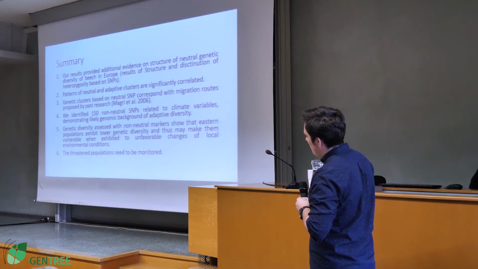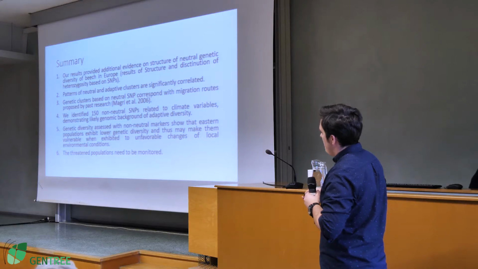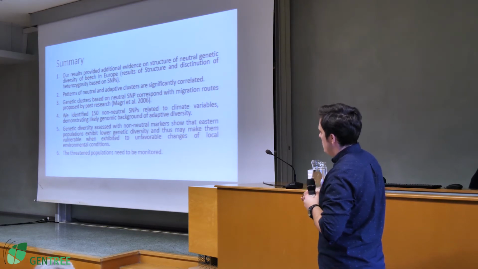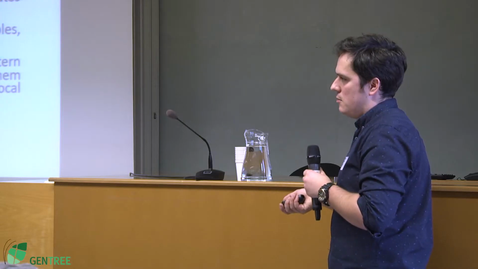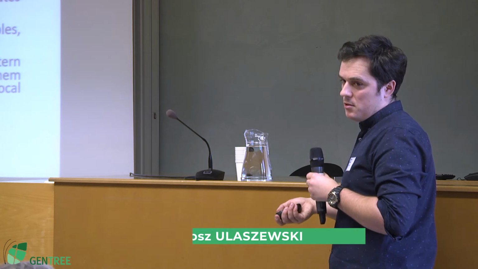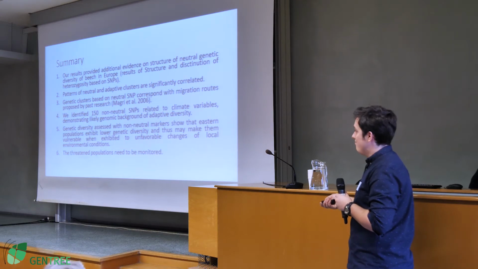Okay, so quick summary. Our results provide additional evidence to previous studies about the structure of the species and about the genetic diversity of the species. We have identified 150 non-neutral SNPs, which are related to climate variables, and they demonstrate the genomic background of the adaptive diversity. We think that the populations which exhibit very low genetic diversity must be monitored. It's a very good tool to monitor them because they are under serious threat.